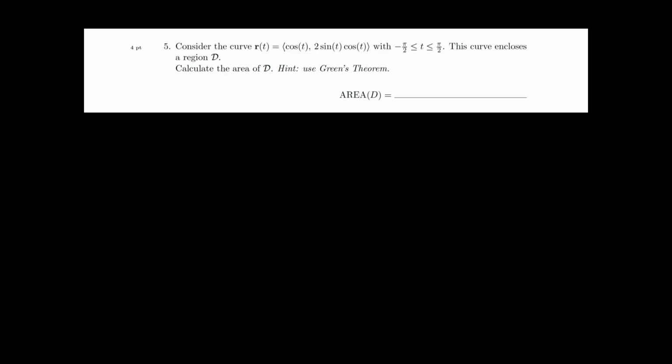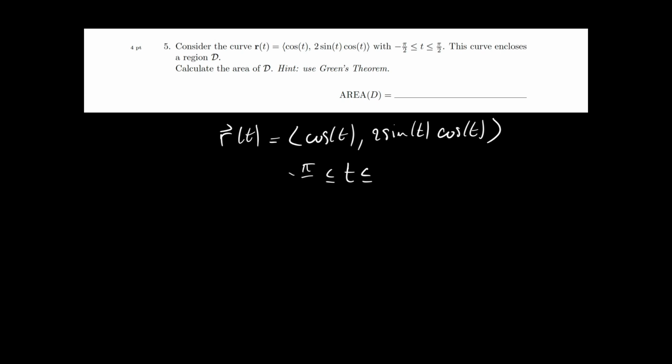And so, of course, we have the parametrization r(t), which is cosine t, comma 2 sine t cosine t, where t is bounded between the values minus pi over 2 and pi over 2. Okay, so let's first try to sketch that. It's not necessary to do so, but I think it's nice to have an idea of what we're doing in this calculation. So here's the region in the xy plane.